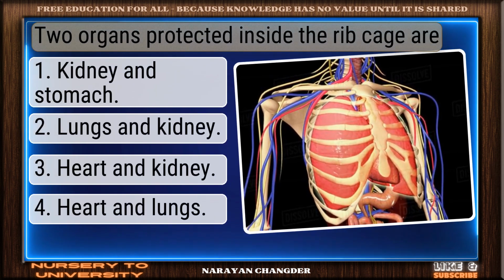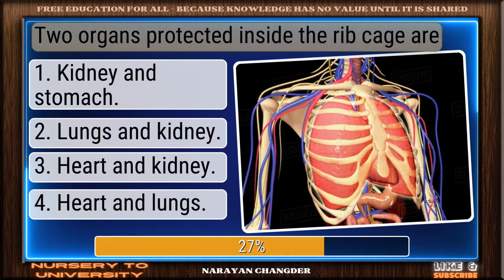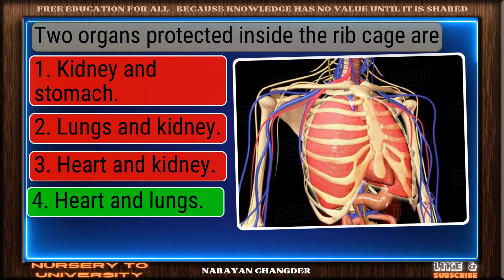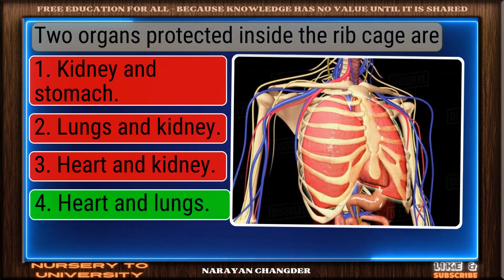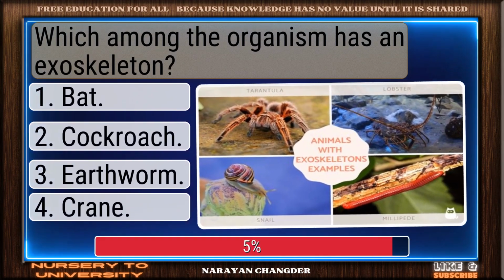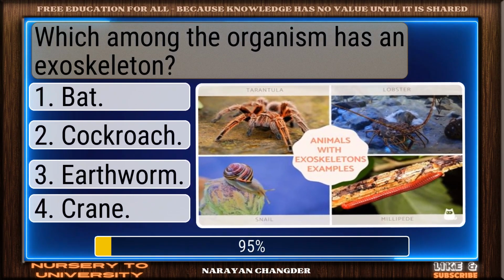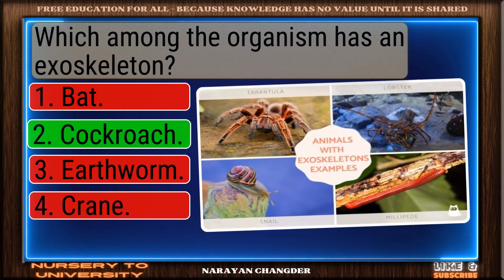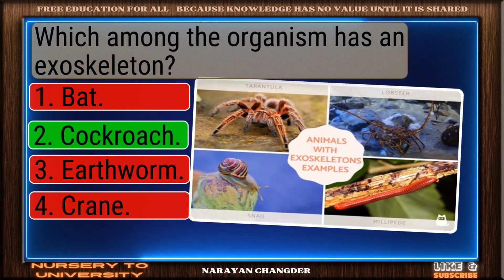2 organs protected inside the rib cage are... Smart move. Heart and lungs is an accurate answer. Which among the organisms has an exoskeleton? Solid response. Cockroach is a valid choice.